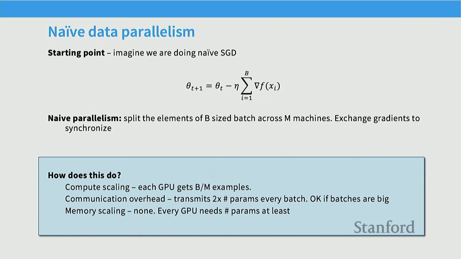Memory scaling, I'm not touching this at all, right? Every GPU needs to replicate the number of parameters. It needs to replicate the optimizer state. It's pretty bad for memory scaling, right? So if we didn't have to worry about memory at all, this is an okay strategy.